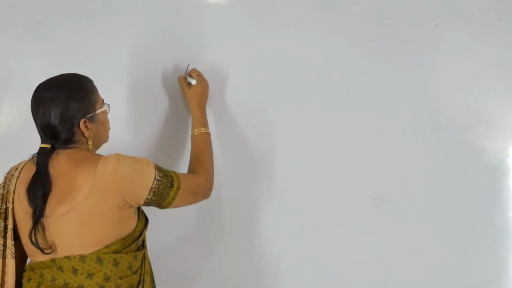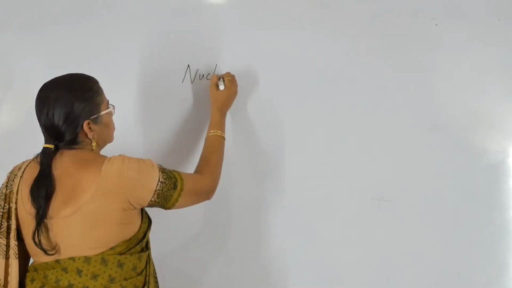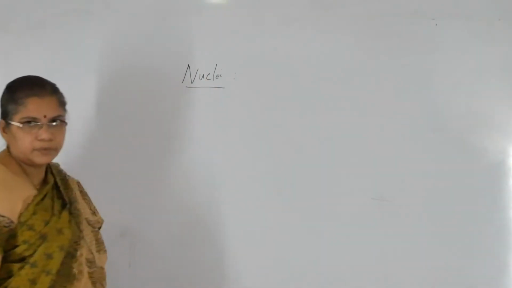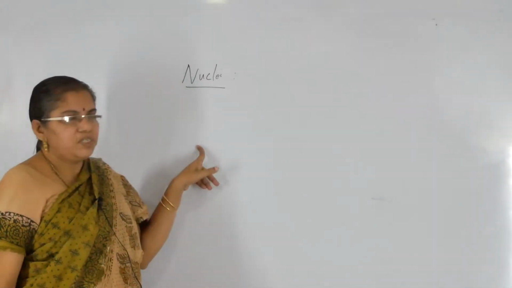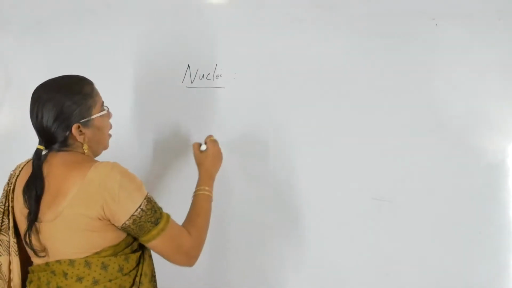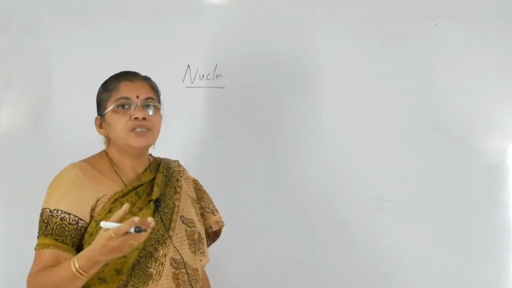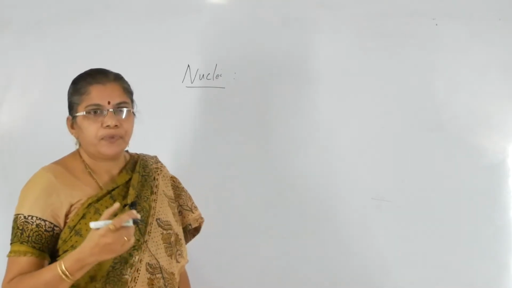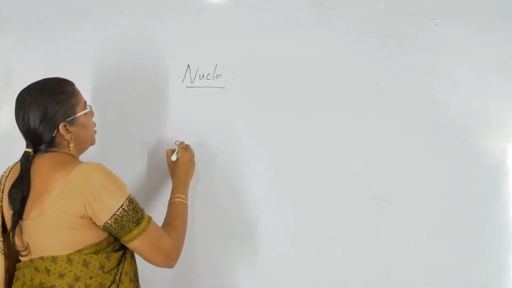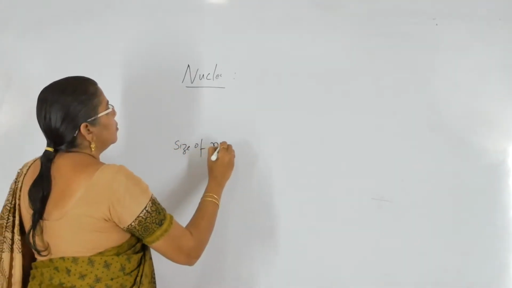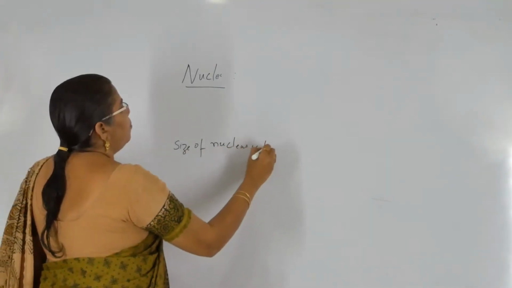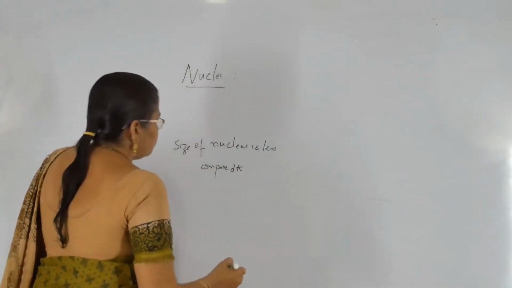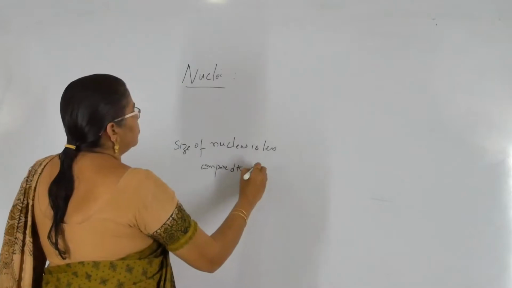So today we are dealing with the subject nuclei. In this one there is a first introduction. An atom consists of a positively charged nucleus surrounded by electrons, and the size of the nucleus is small compared to the size of the atom.